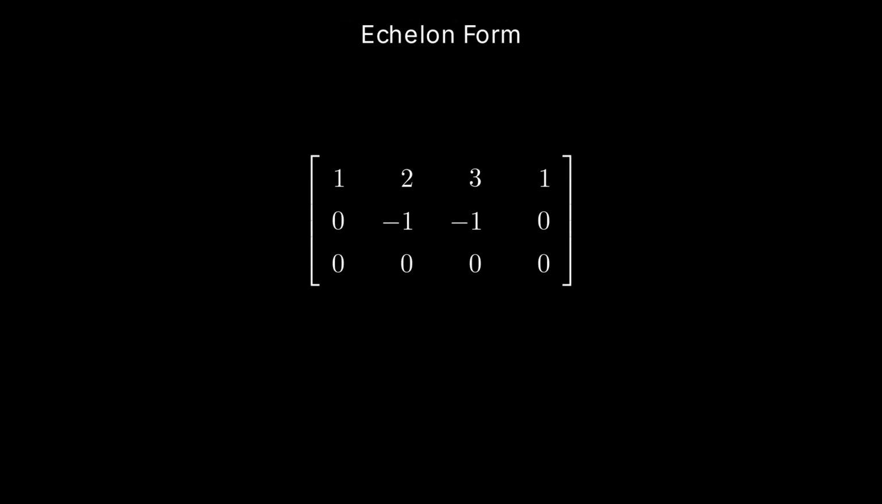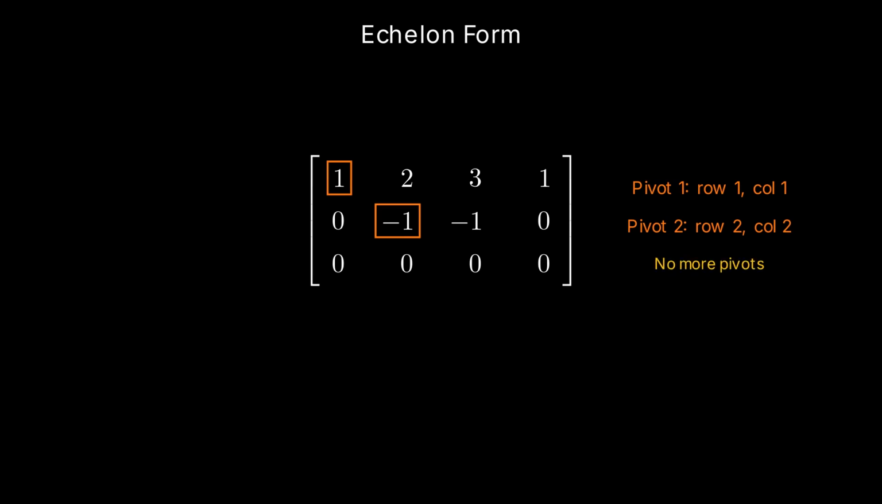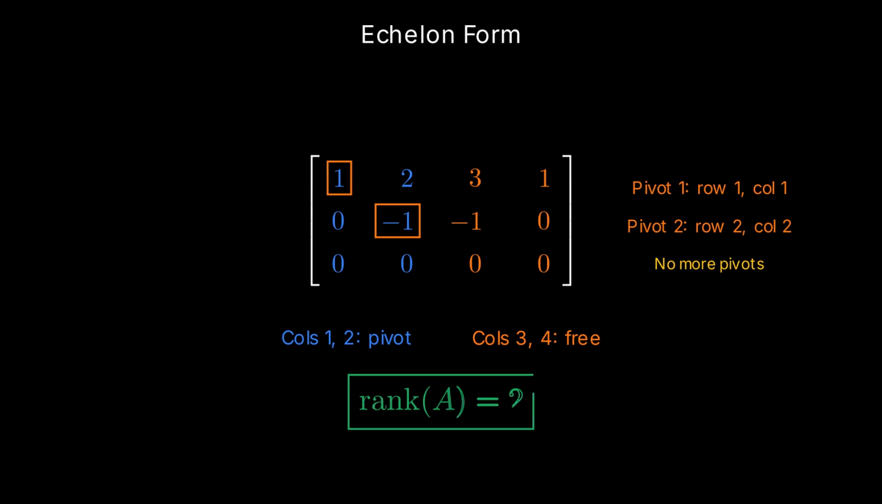Now we identify the pivots. The first pivot is in row 1, column 1. The second pivot is in row 2, column 2. There are no more pivots. Columns 1 and 2 are pivot columns. Columns 3 and 4 are free columns. The rank, defined as the number of pivot positions, equals 2.